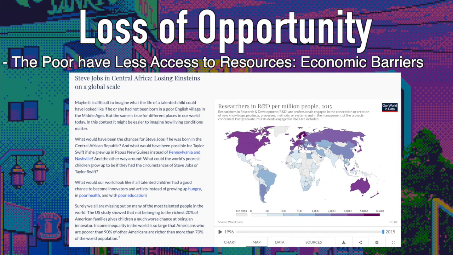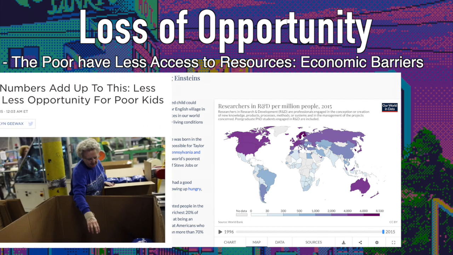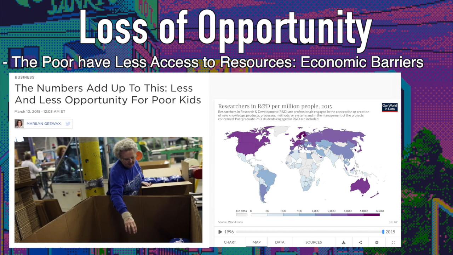the loss of opportunity for those less fortunate. There's no denying the fact that there are more opportunities available to those in developed nations versus underdeveloped nations. How many Einsteins and Hawkings are we losing because of poverty, economic barriers, and loss of opportunity? How many brilliant minds are losing the chance to change the world simply because they lack the access to education and technology necessary to help develop these new innovations?